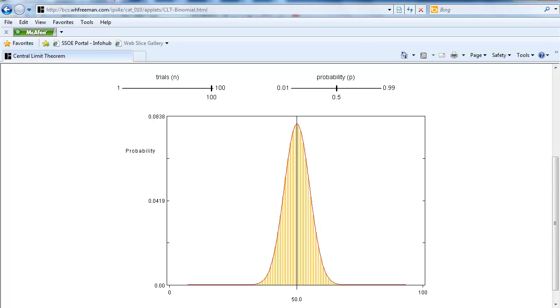What I'm trying to show you is that when n is large, the binomial probabilities are very close to the normal probabilities, or I should say, in this case, the normal density curve. So if that's the case, I can use the normal density curve to approximate the probabilities that I need to find for a binomial distribution.